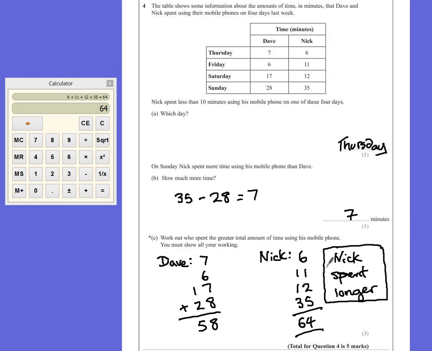That should be enough for 3 marks because we've shown how much time each person has used and given a conclusion. You could also show that he spent 6 minutes longer through your calculations.